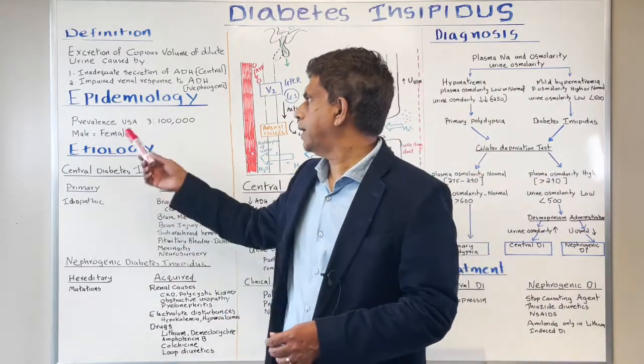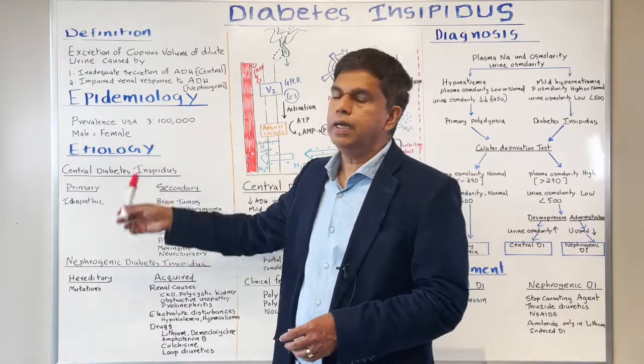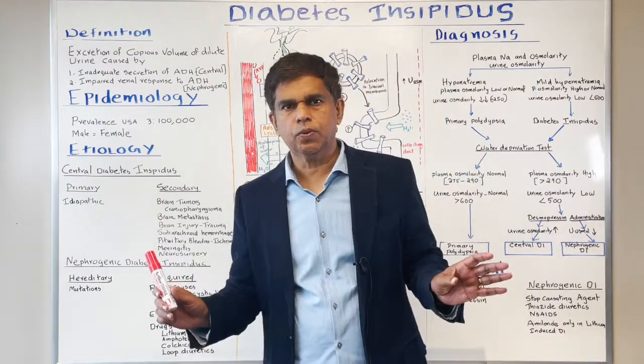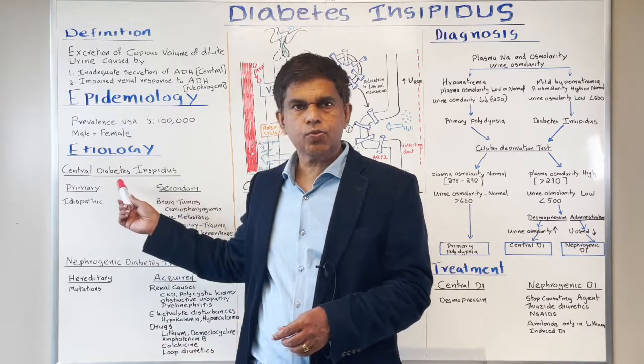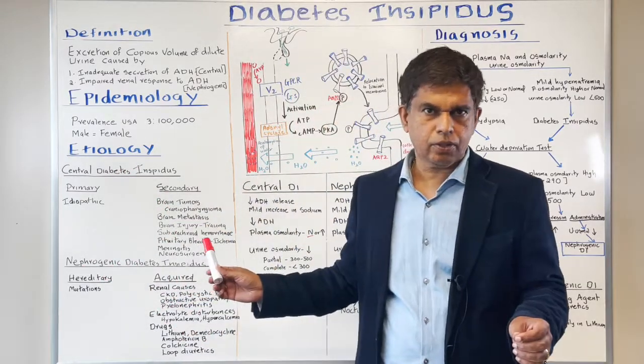Now, let's look at the epidemiology. The prevalence in the USA is around 300,000, and the male-female ratio is pretty much equal. Now let's look at the etiology. We have to look at the central diabetes and what the causes are, and then we talk about the nephrogenic diabetes and what the causes are.